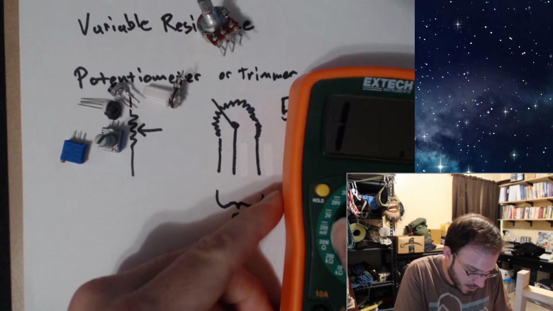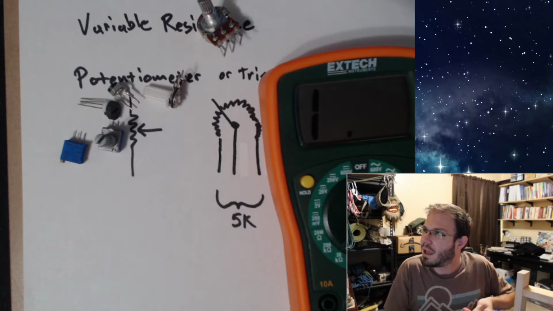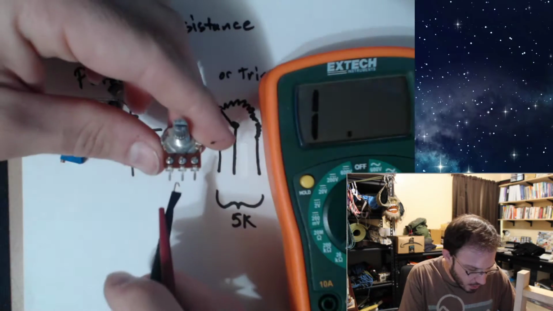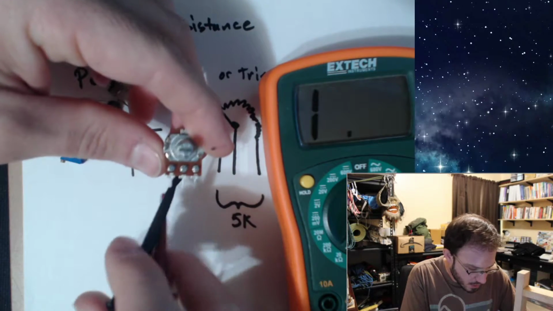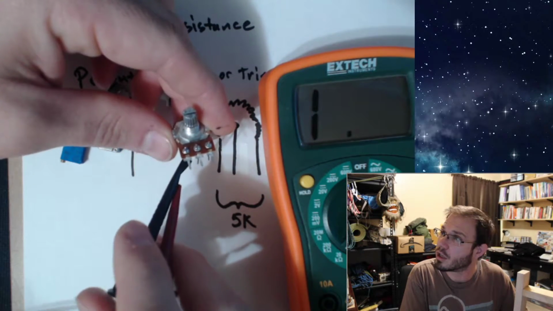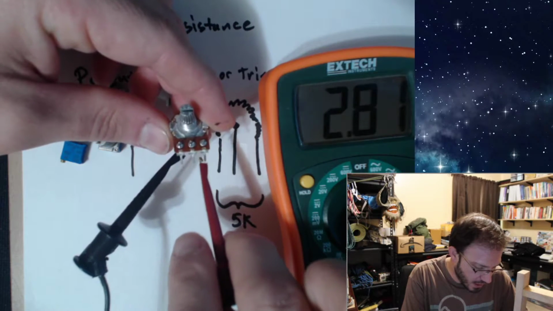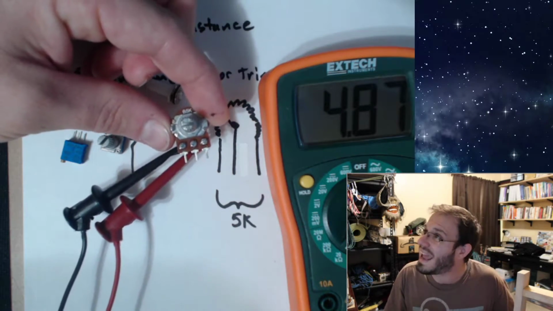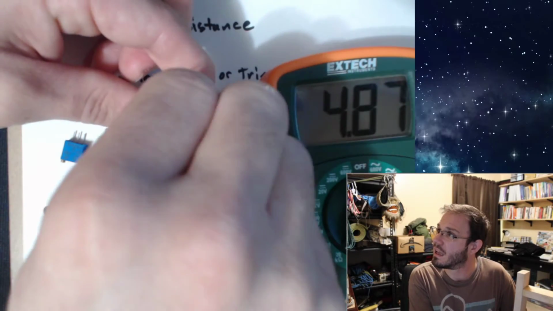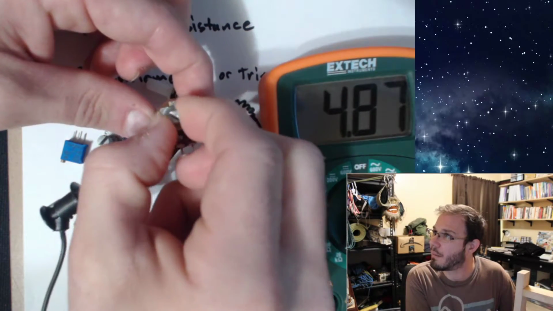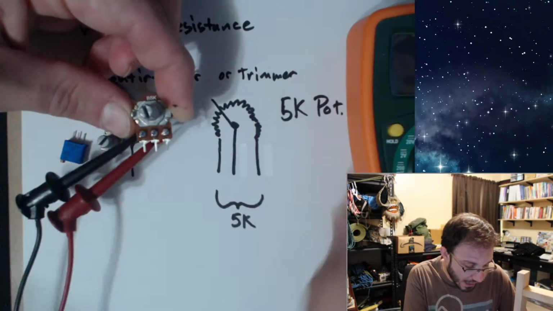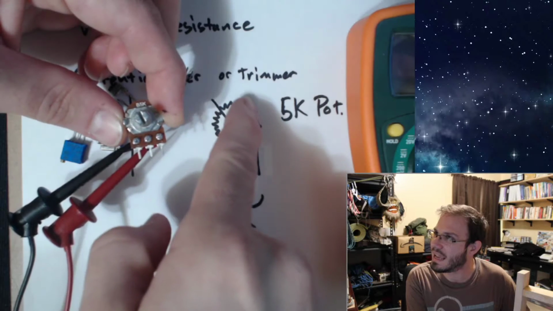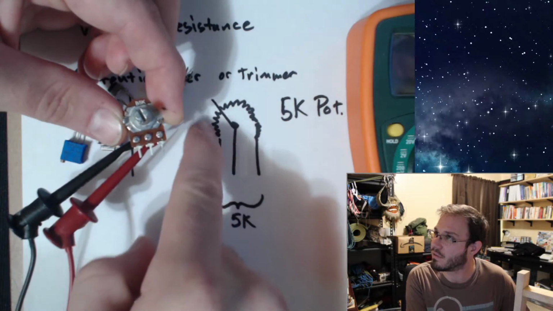So let me go back to my 20K range of measurement over there, and let's go ahead and go on the two outer terminals. So I'm going to go from the far left and the far right. And you can see I have 4.87K, and it doesn't matter how much I turn this. That's a fixed value, right? Because nothing is changing. This is just staying as a constant resistance of 5K.